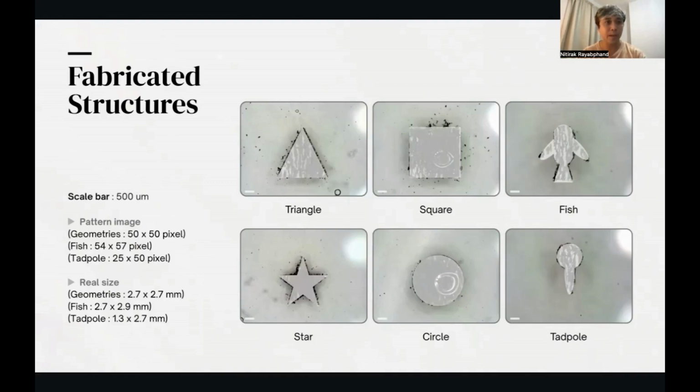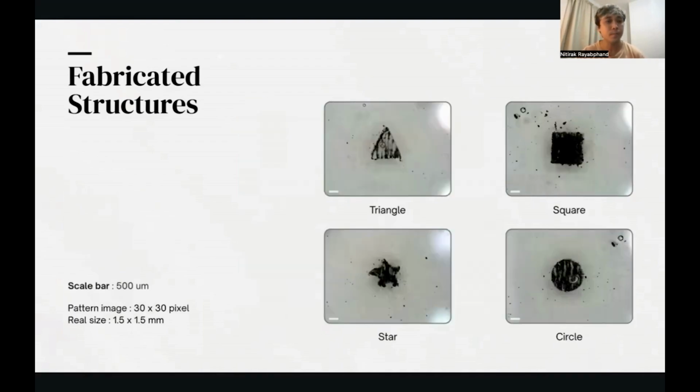And when we overlay the pattern image onto the structures, we can see that the structure size is very close to the pattern image. There is some size shift in more complex structures, such as the edge of the star, the fin of the fish, and the tail of the tadpole. But overall, the sizes are very close to the pattern image.